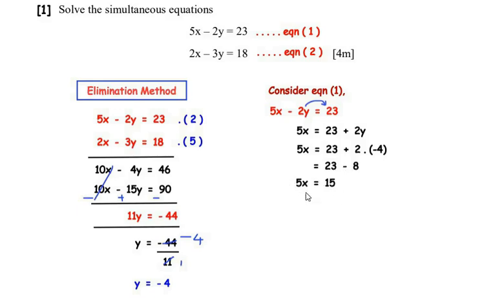Now let us take 5 on the other side of equal to sign. So x will be equal to 15 divided by 5. Now 5 divides 15, that is 5 1 times is 5 and 5 3 times is 15. So we get the value of x as 3. So here the value of x is 3 and the value of y is negative 4. So this is going to be our answer. Now let us move on to the next question.